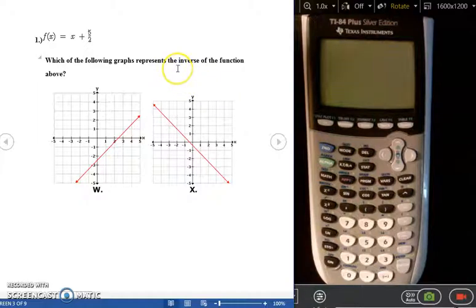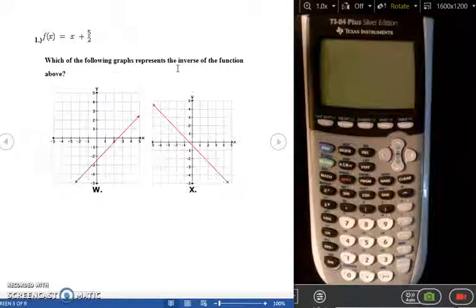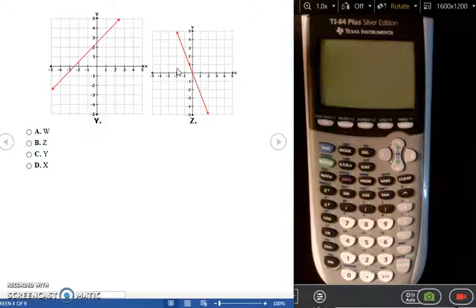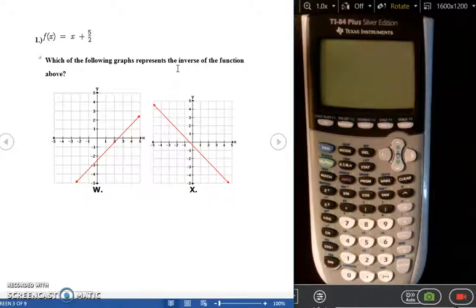Okay, so here, this question doesn't fit on one screen, so just so you know, there are 4 choices. But the question gives us this function, (x plus 5) over 2, and wants to know which of the following graphs represents the inverse of the function above.